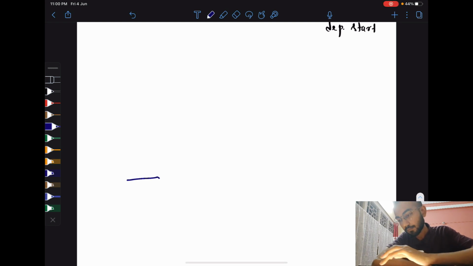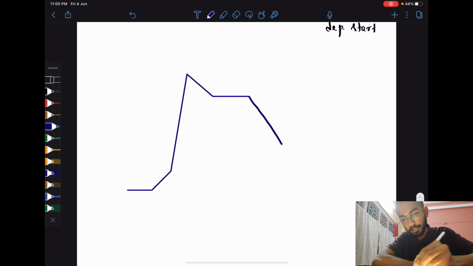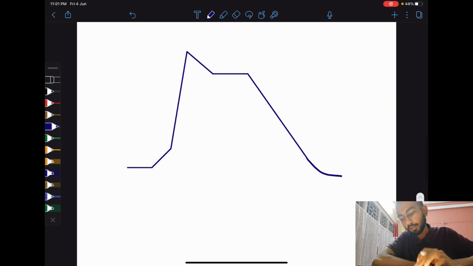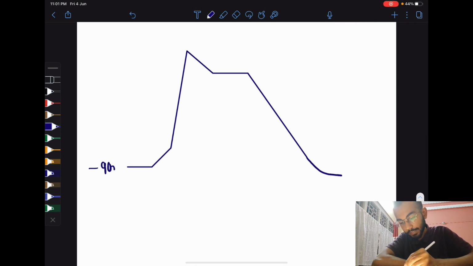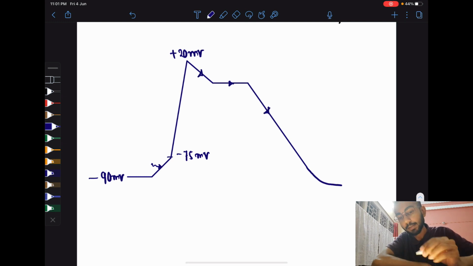Now let us represent it in the form of a graph. So draw the graph. So this is how the graph looks like. It has got a plateau part and then a descent. Okay guys, so this is minus 90 millivolt. This signifies minus 75 millivolt, where it has attained the threshold. And after this, the ascent of up to plus 20 millivolt is seen, which is the spike potential, and then we see a declinement, we see a plateau part, and again we see declinement, right?